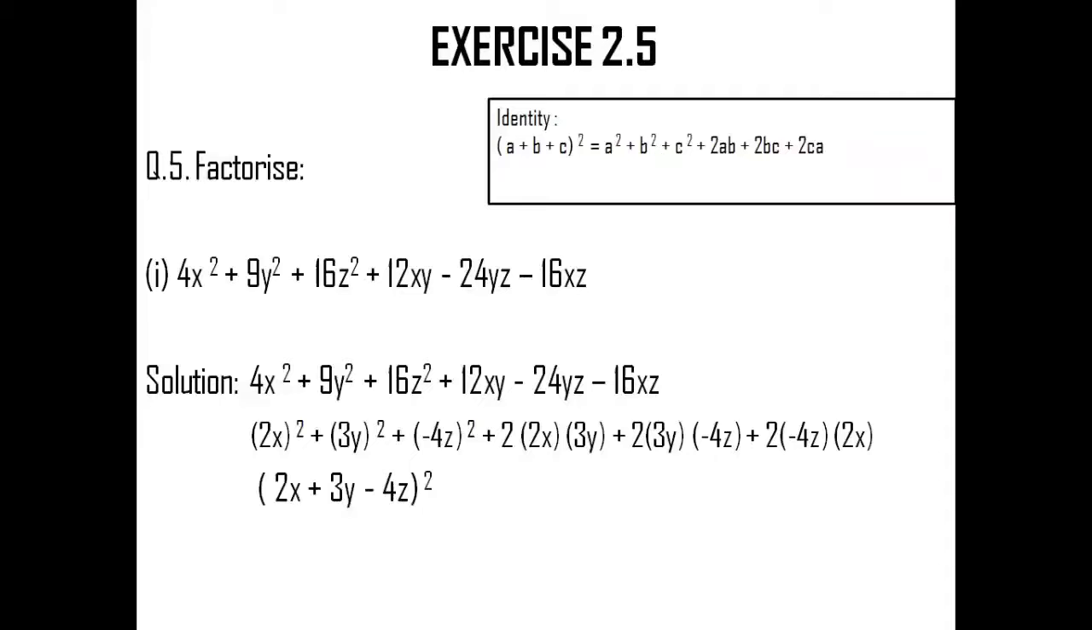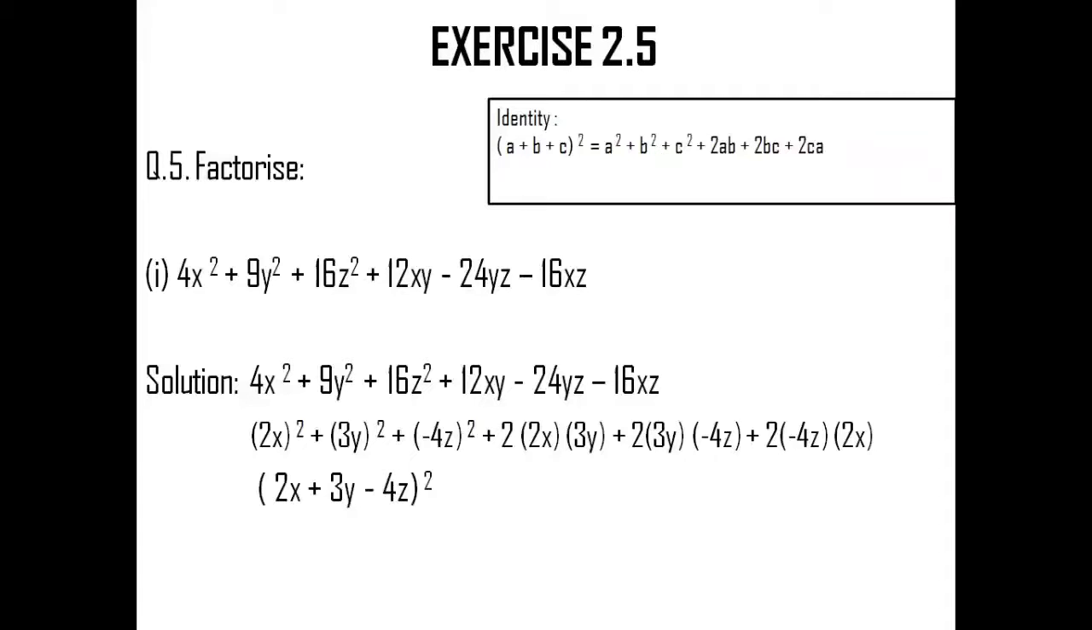So we have verified that the given question is of the form a square plus b square plus c square plus 2ab plus 2bc plus 2ca. So which identity does it resemble to? A plus b plus c the whole square. So what is my a? 2x. Plus what is my b? 3y. Plus what is my c? Minus 4z. So the plus and minus gives me minus sign finally. So the final answer would be 2x plus 3y minus 4z the whole square.